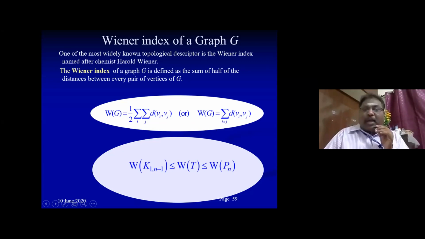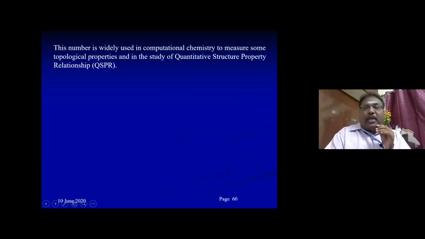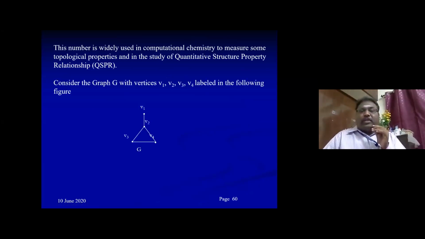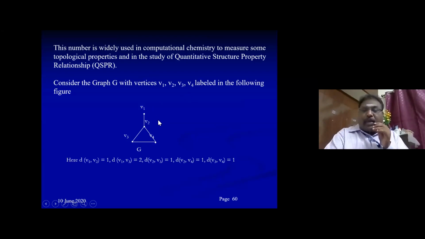So I take a graph and then find the Wiener index. Okay, I will come to this inequality later. Look at this. This is a graph to start with, 4 vertices, V1, V2, V3, V4. And let us calculate the Wiener index. The distance between V1, V2 is 1. Shortest distance between V1, V3 is 2. V1, V4 is 2. V2, V3 is 1. V3, V4 is 1.